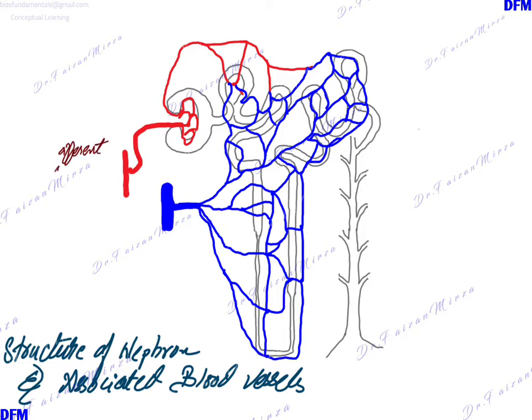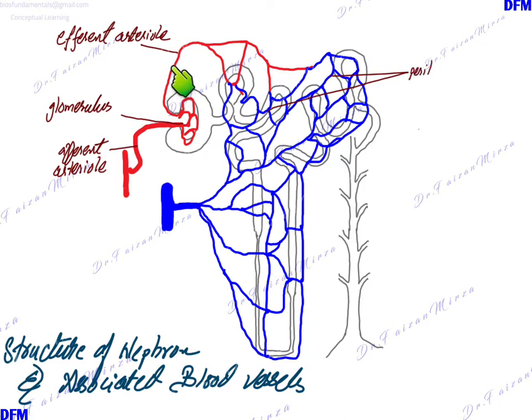There is a branch of the afferent arteriole that is bringing blood to the glomerulus. The glomerulus is present right next to the visceral layer of the Bowman's capsule. And then there is an efferent arteriole, and then these are the peritubular capillaries, and here you have the vasa recta. So the afferent arteriole leads to the glomerulus, leads to the efferent arteriole, and so on and so forth.